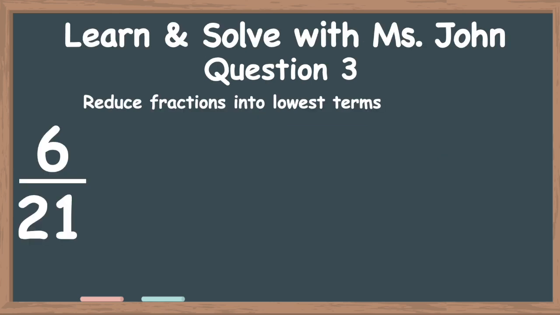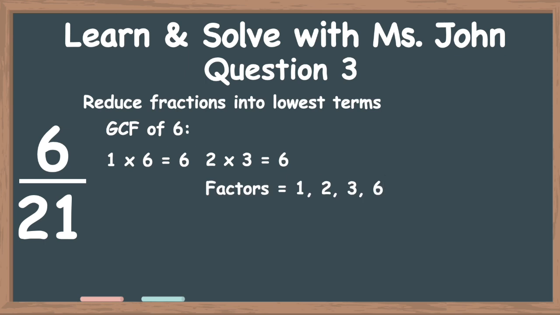In order to reduce any fraction into lowest terms, your best bet is to find the GCF of the numerator and the denominator. So in this case, 6 and 21. So let's find the GCF of 6. So again, we have to think about what numbers make up 6. Which two numbers that multiply each other make up the number 6? So we know 1 times 6 equals 6. And we also should know 2 times 3 equals 6. And now we have to think, does 4 times anything equal 6? No, it doesn't. So therefore, we can note that the factors are 1, 2, 3, and 6.